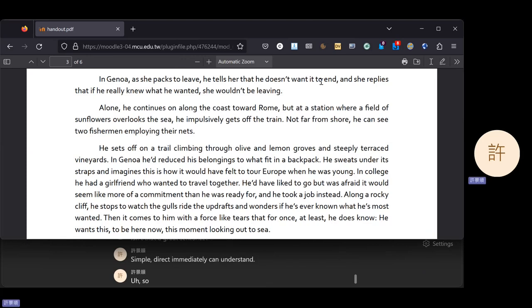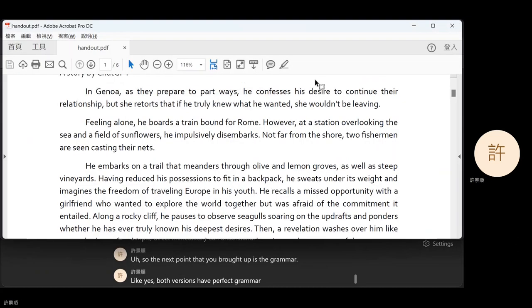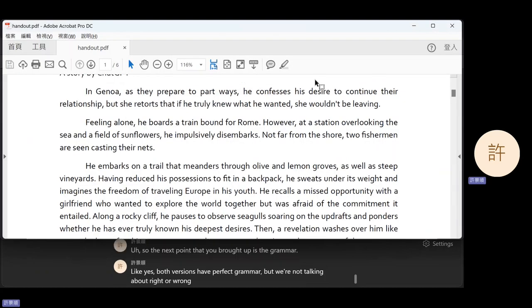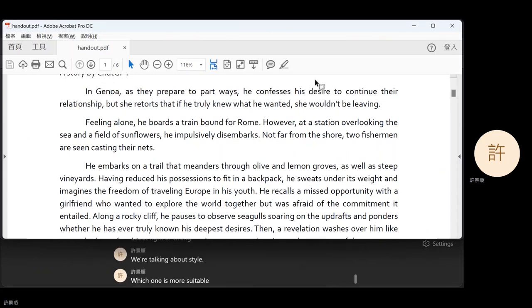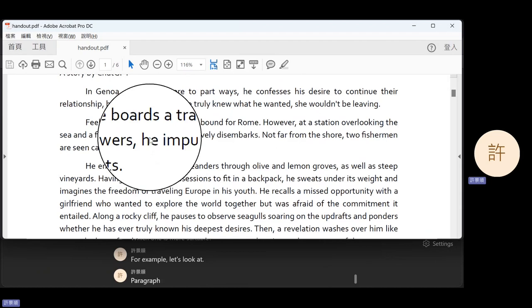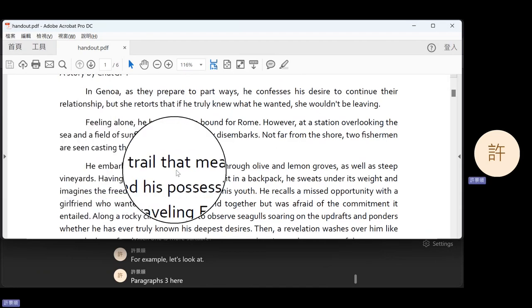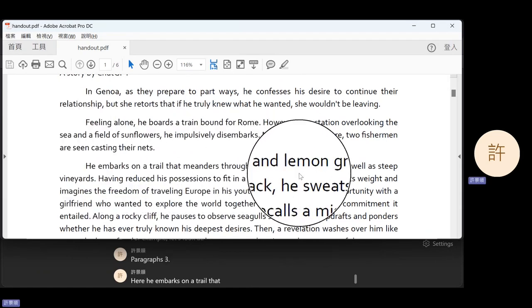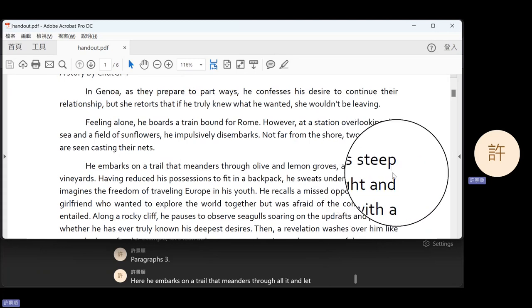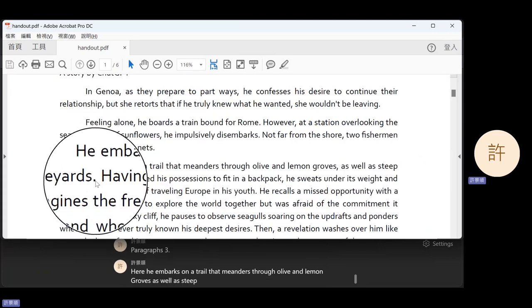So the next point that you brought up is the grammar. Yes, both versions have perfect grammar, but we're not talking about right or wrong. We're talking about style, which one is more suitable. For example, let's look at paragraph 3 here. He embarks on a trail that meanders through olive and lemon groves, as well as steep vineyards.